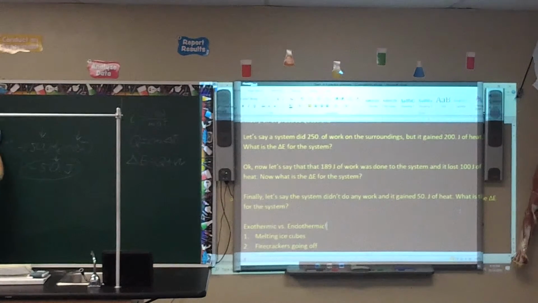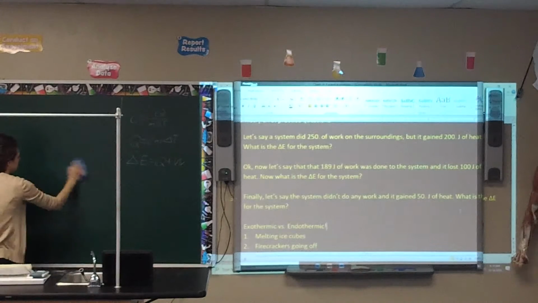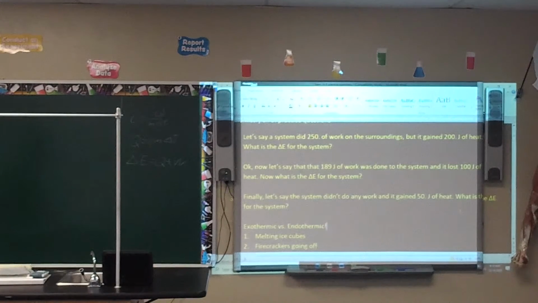Alright, look at the second one. Now let's say that 189 joules of work was done to the system and it lost 100. joules of heat. What is the delta E for the system? If 189 joules of work was done on or added to the system, is that positive or negative? Positive, so positive 189. And it lost 100 joules of heat. I think there's supposed to be a decimal point there.